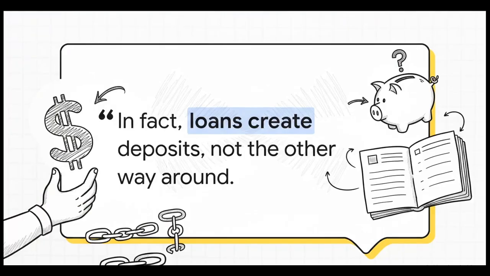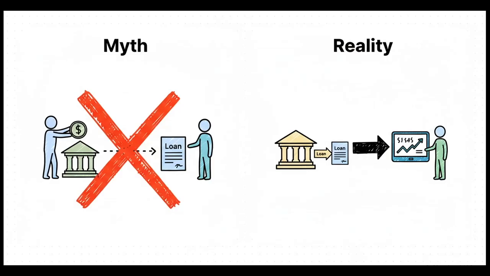Here it is. This one sentence from a Bank of England report unlocks the entire puzzle. Loans create deposits, not the other way around. Just let that sink in for a second. It means banks don't wait around for people to deposit money so they can lend it out. They don't need a pile of cash to get started. We basically had the sequence completely backward.